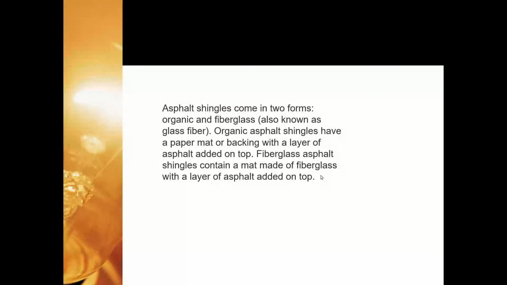Okay, asphalt shingles come in two forms, organic and fiberglass, also known as glass fiber. So most of them are going to be fiberglass. They're thinner. They used to sell them by weight. Now we just talk about the type. Organic asphalt shingles have a paper mat or backing with a layer of asphalt added on top. Fiberglass shingles contain a mat made of fiberglass with a layer of asphalt added. We'll take a look at those and see what the defect looks like. Go ahead and take a screenshot so you have that if you need it. And these statements are from the roofing companies themselves. So again, you don't have to reinvent the wheel.